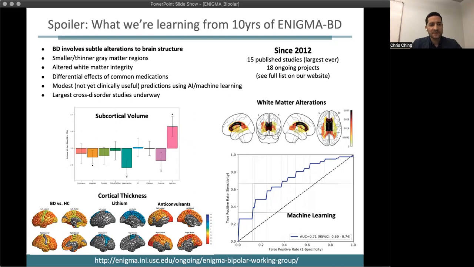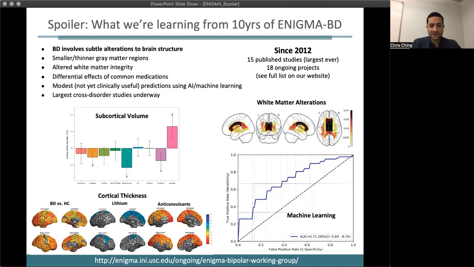But generally what we've been seeing is that bipolar disorder involves subtle brain alterations. So smaller, thinner gray matter regions, altered white matter integrity, but all subtle alterations. We've shown that there are differential effects of commonly prescribed medications. We've shown some modest predictive power using AI and machine learning techniques. And we're beginning to conduct the largest cross-disorder studies ever.